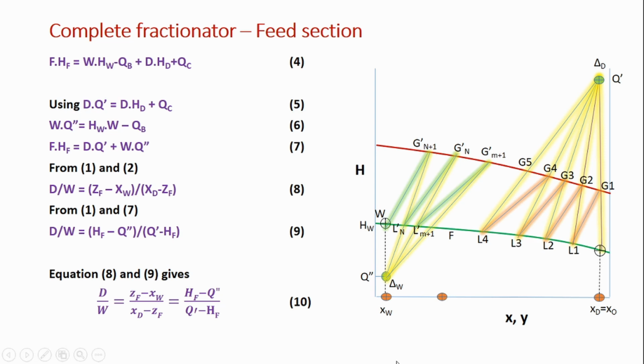So we have the ZF point. If the feed is a saturated liquid, or the feed is at its bubble point, then this will lie here on the saturated liquid. If it is subcooled feed, then it will lie in this region. If it is a mixture of liquid and vapor, the feed point will lie over here. If it is a saturated vapor, the feed will lie here. If the feed is superheated vapor, the feed point will lie over here.